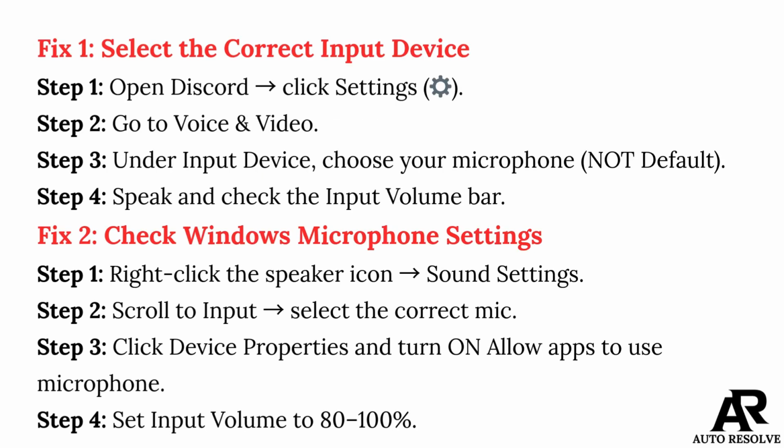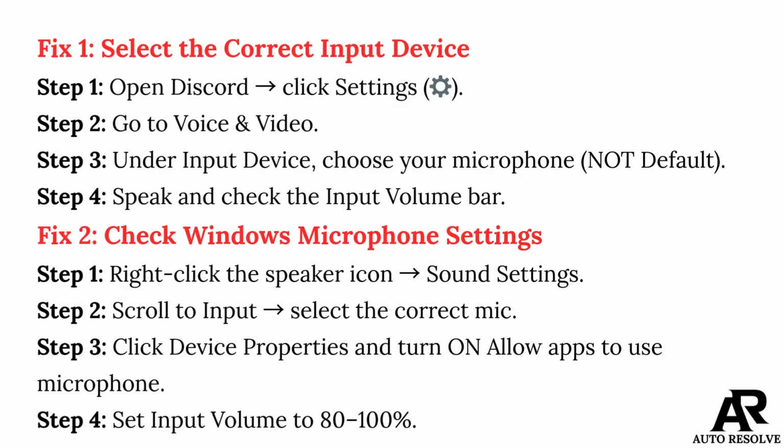Fix 1. Select the correct input device. Step 1. Open Discord, click Settings. Step 2. Go to Voice and Video. Step 3. Under Input Device, choose your microphone, not default. Step 4. Speak and check the input volume bar.